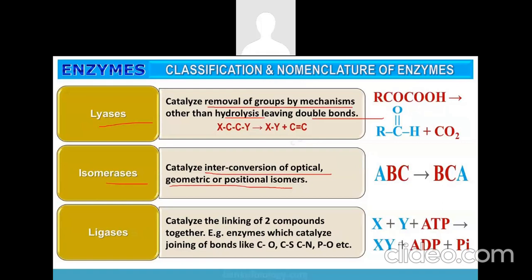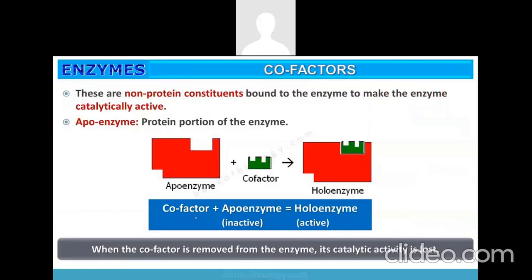Hydrolases are the group of enzymes which will catalyze hydrolysis of ester, ether, peptide, glycosidic C, P and N bonds, which means they are basically capable of breaking the bonds by using water molecules. Lyases are the group of enzymes which will help in removal of groups by mechanisms other than hydrolysis, and they will leave the double bonds also. So basically they will not break the unsaturated compounds.